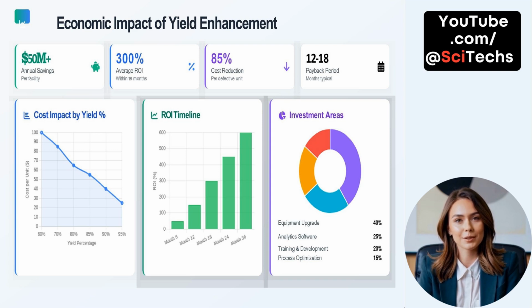To achieve these outcomes, investments focus on 4 key areas: equipment upgrades at 40%, analytics software at 25%, training and development at 20%, and process optimization at 15%. These targeted areas build the infrastructure needed for sustainable, long-term economic impact.